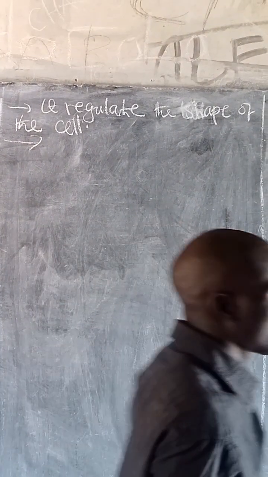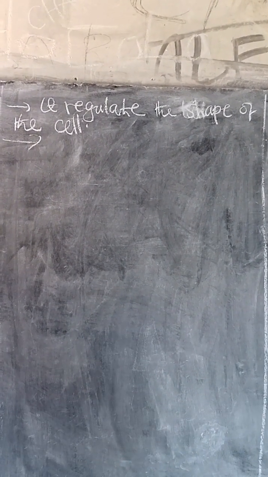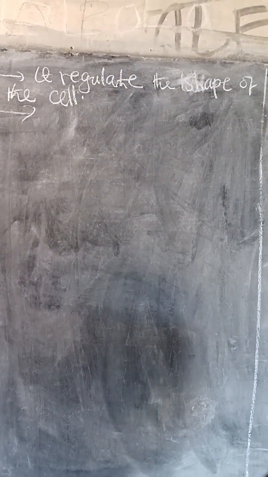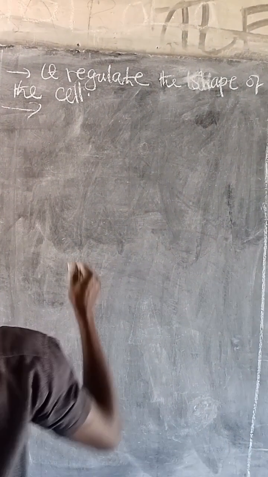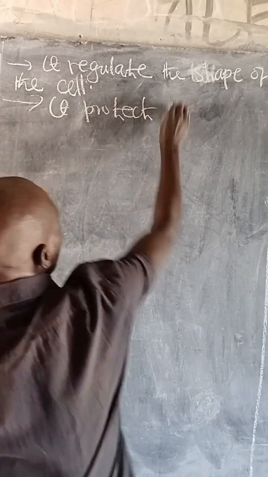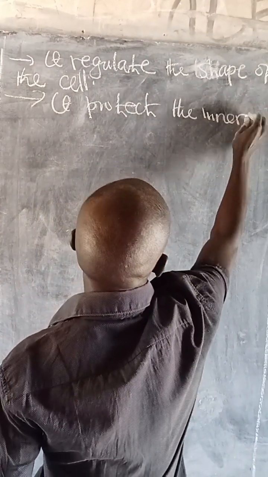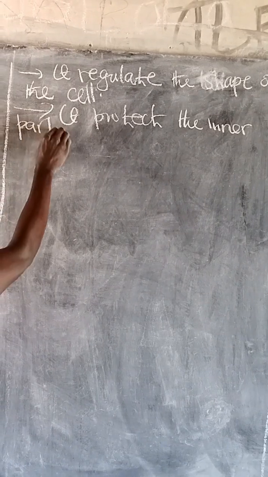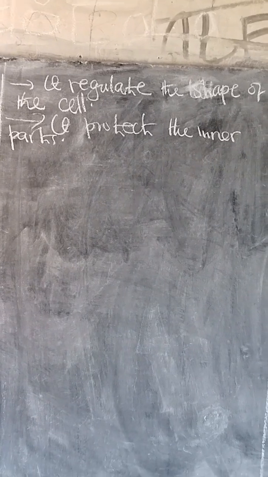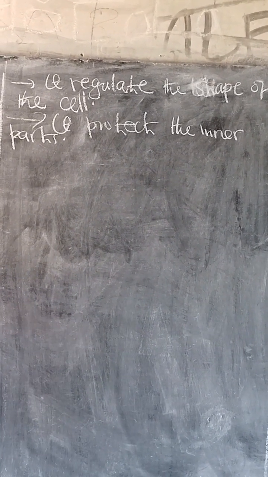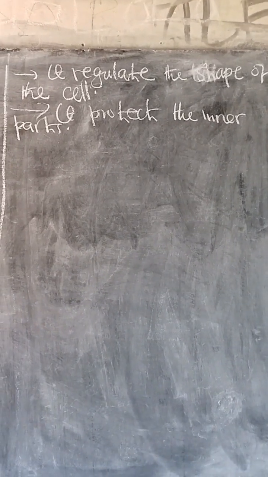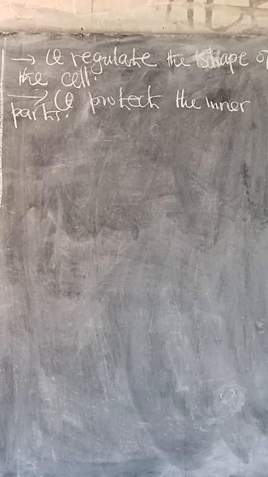The cell membrane also plays another important role, which is offering protection to the inner parts of the cell by enclosing the other organelles like the cytoplasm, keeping them in place. So it also protects the inner part of the cell. That's what we're saying: it plays some functions which are similar to those of the cell wall. The cell wall is only found in the plant cell, but in the animal cell they have the cell membrane, and the cell membrane is also there in the plant cell. So it plays similar functions to those of the cell wall.